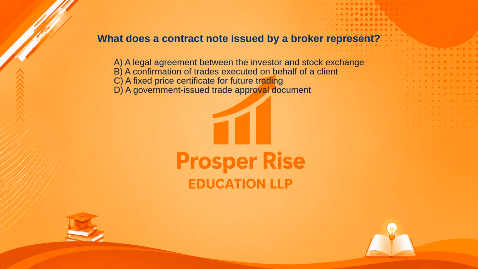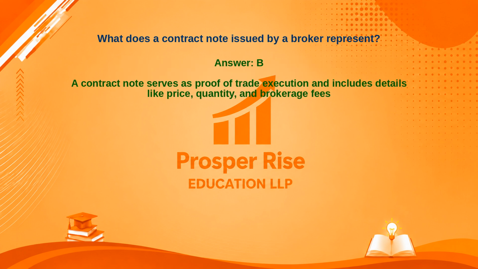Take a moment to pause the video and decide. The correct answer is Option B. Let's see why. A contract note serves as proof of trade execution and includes details like price, quantity, and brokerage fees.